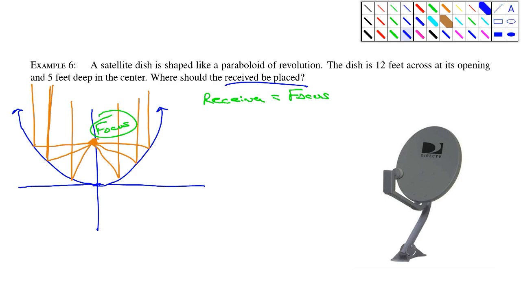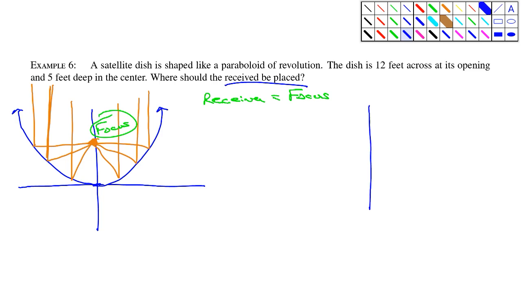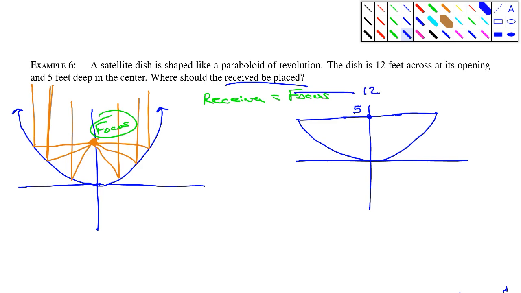So let's go ahead and draw a new picture for this particular scenario. The dish is 12 feet across at the opening and 5 feet deep at the center. So I'm going to draw it like this. It goes across like this. So this point here is going to be where y is equal to 5, because it's 5 feet deep at the center. And then it's 12 feet across at the opening. Well, I'm going to split that up into 6 and -6. So it's 6 on each side. So we know that this point here can be represented by (6, 5).